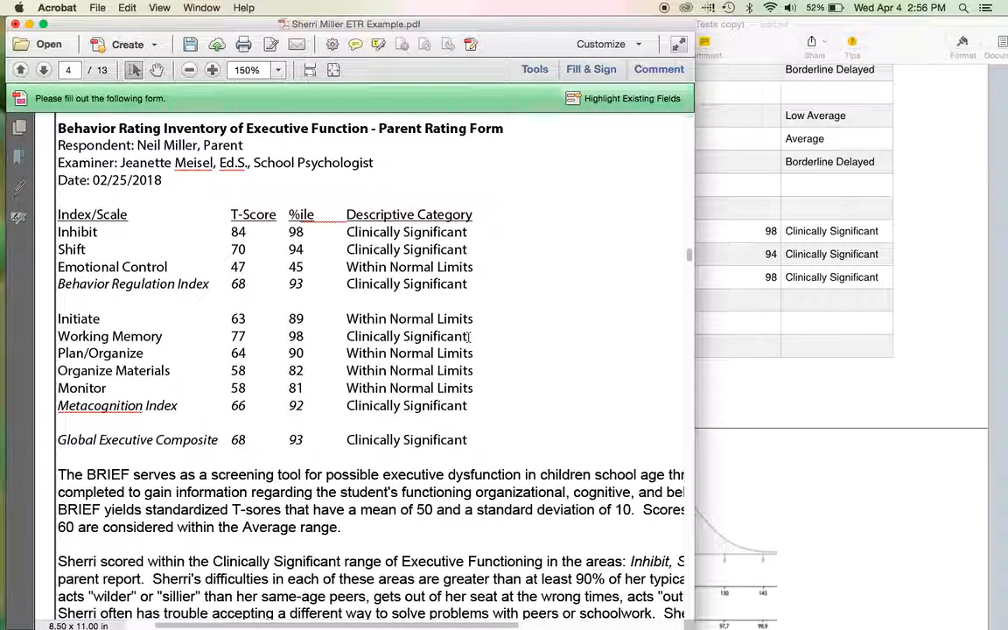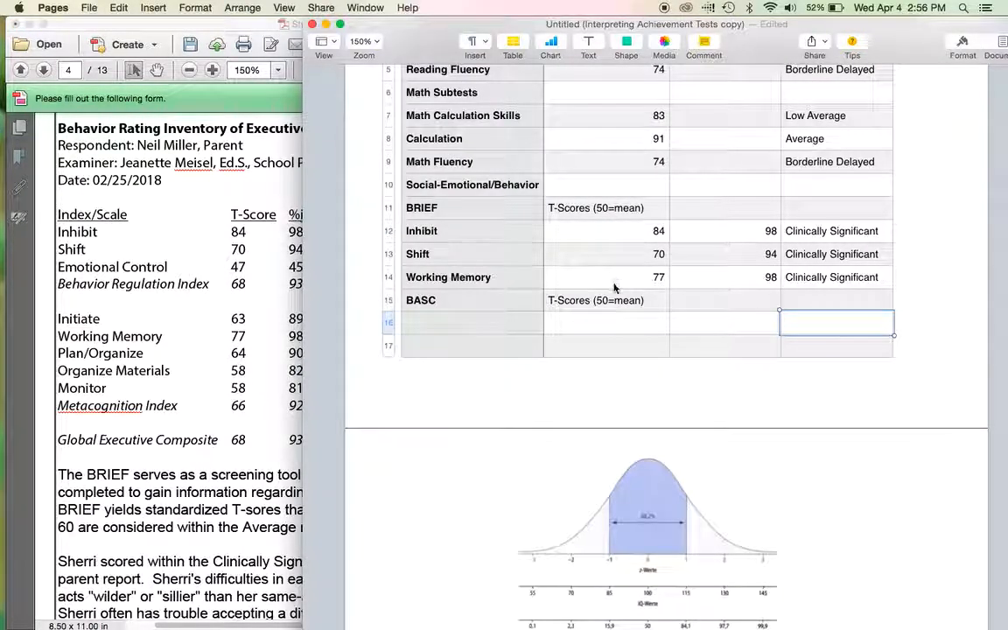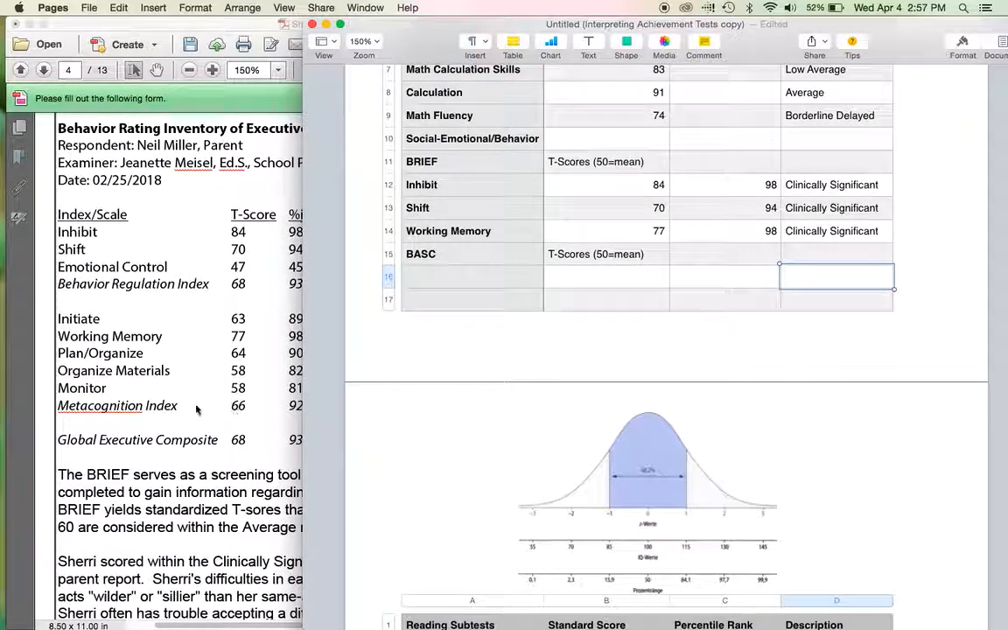And also here it would be in working memory. So I have listed all of those skills here because they were significant, and those are things that we're likely going to need to consider in terms of intervention. So I've listed the T scores, I've listed the percentile rank, and the description. Okay, so I've gotten those all written down.